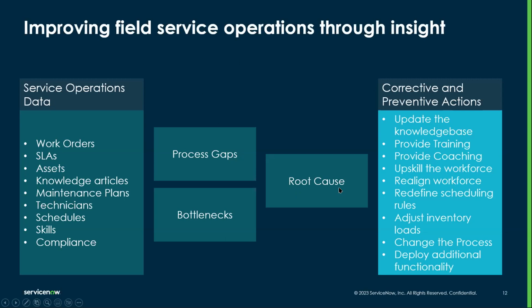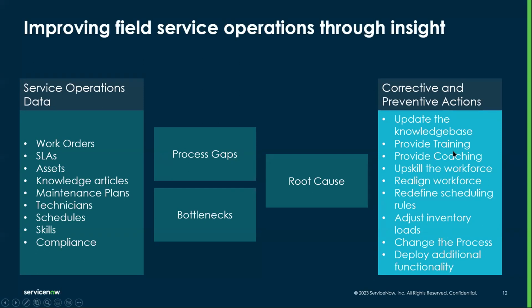The root cause might be, hey, in a certain territory, we don't have enough crews, or we're too dependent on our contractors who aren't as knowledgeable on the process. And so from there, based on our root cause analysis, we might put into play the appropriate corrective and preventive actions, which might be as low-hanging fruit as, hey, update the knowledge base, or change a preventive maintenance plan to include a few additional steps. Or maybe it might be to deliver training or coaching or upskilling our workforce or realigning and redeploying the territories or changing scheduling rules, etc.